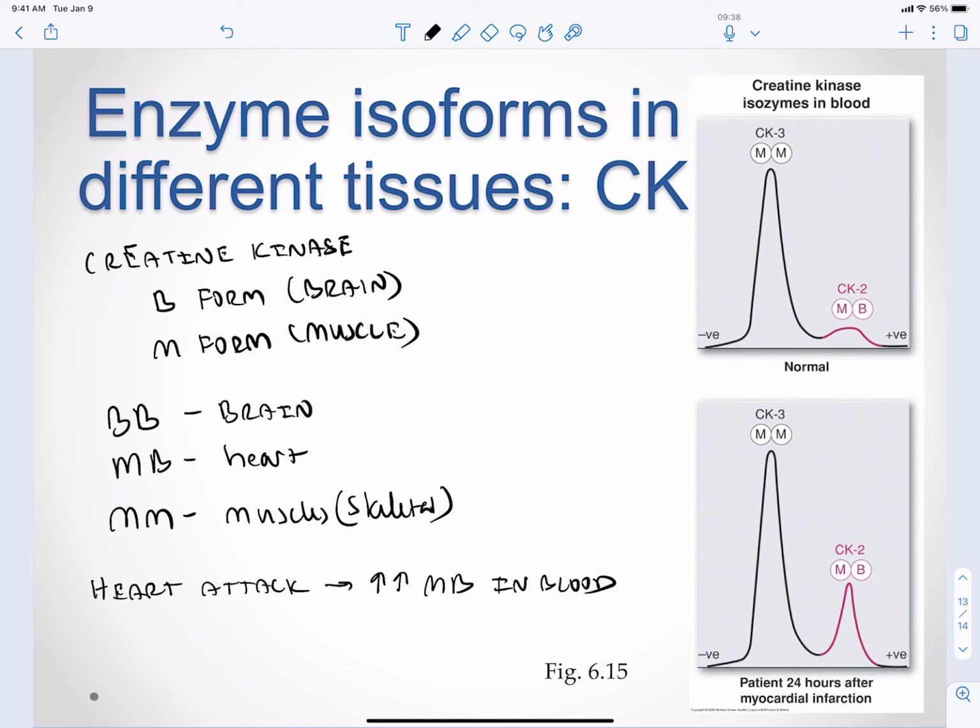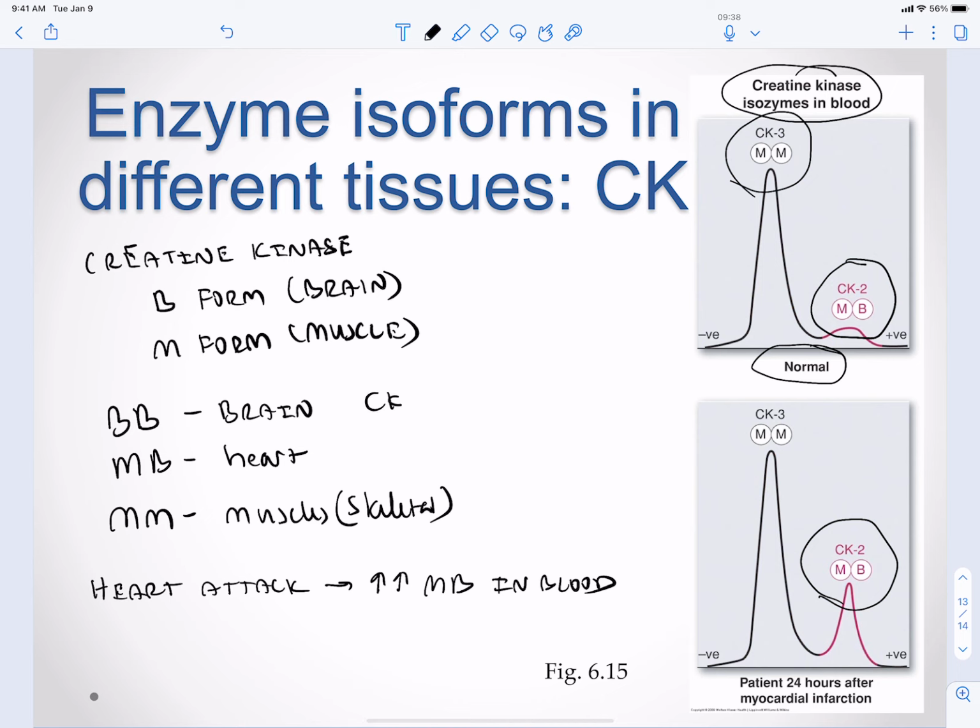Now, all of these have the same function, slightly different in charges and size. Tissue distribution is going to be different, and development stage is going to be different. This is just showing your isozymes in the blood. So this is normal. You have creatine kinase 3, which is mostly going to be skeletal, and creatine kinase 2, which is your heart, is going to be at very low levels. 24 hours after a heart attack, though, this creatine kinase 2 is going to increase. So we have CK1, CK2, and CK3.